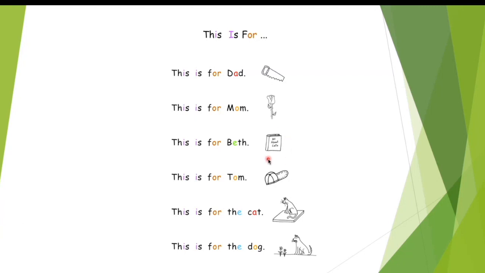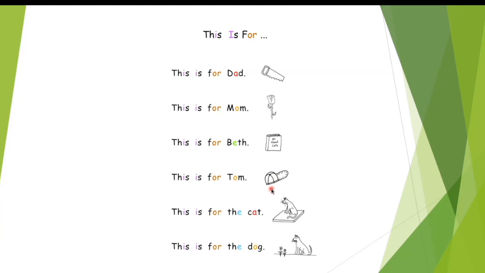Now, how about this one? This is a storybook, right? So let's see who this storybook is for. This is for Beth. So this storybook is for Beth.